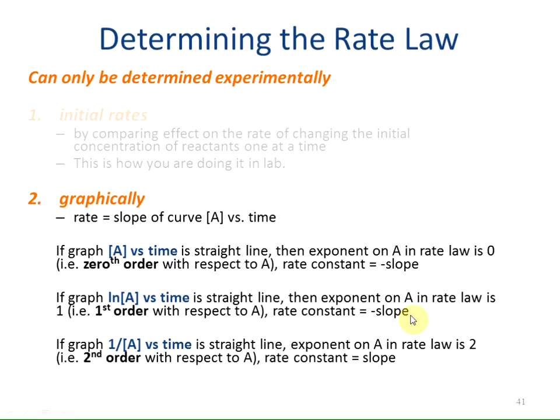The next thing that you can try is plotting the inverse concentration versus time. So if the graph of the inverse concentration versus time is a straight line, the exponent on A in the rate law is 2. So this means it's second order with respect to A. And in this case, the rate constant will equal the slope. So the next couple of slides will actually break these three different graphs down a little bit more.